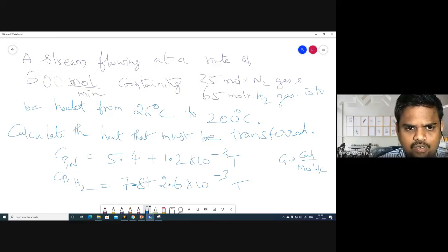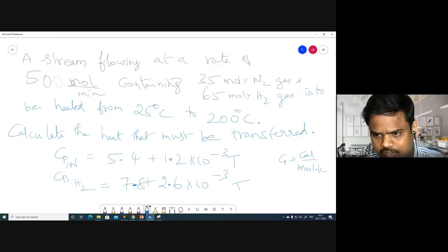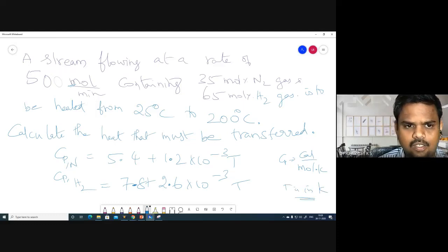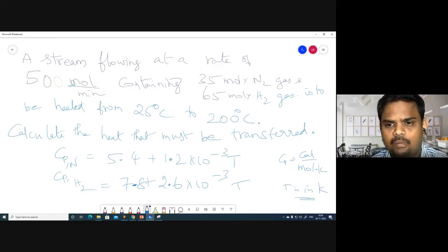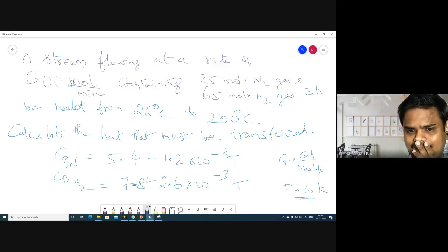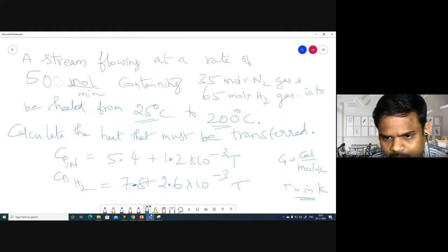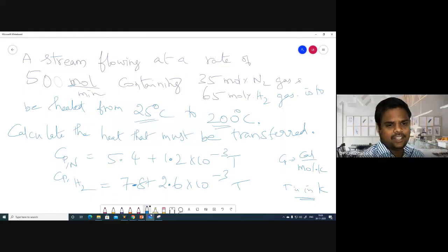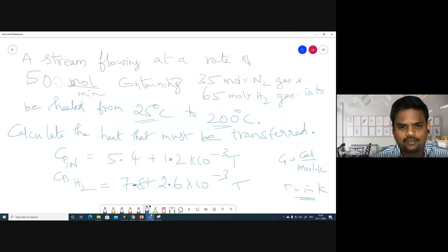Okay, so we are having moles only, so we need not convert anything. And T is in Kelvin. So this is the given data. I repeat: a stream flowing at a rate of 500 moles per minute, containing 35 mole percent nitrogen gas and 65 mole percent hydrogen gas, is to be heated from 25 degrees Celsius to 200 degrees Celsius. Calculate the heat.